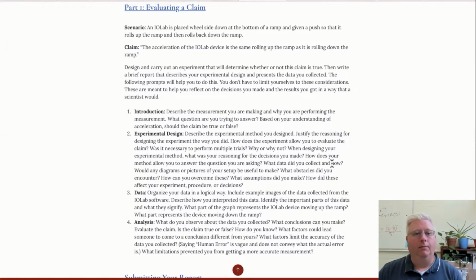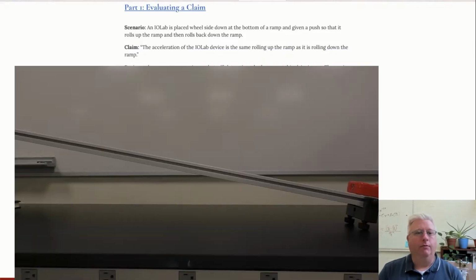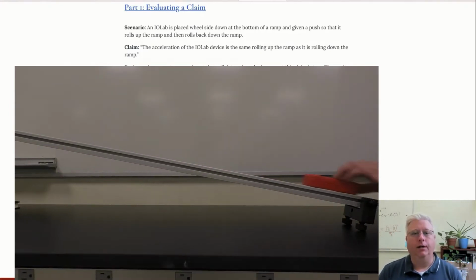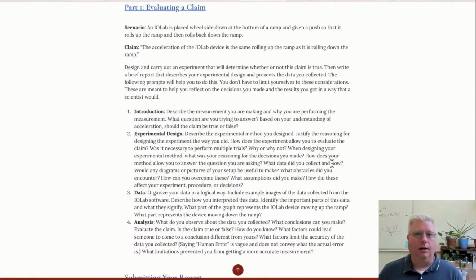Okay, so if you go down to part 1, evaluating a claim, you see the scenario there. If you place the IOLab wheel side down at the bottom of a ramp, give it a push up so that it rolls up the ramp and then let it roll back down. So we can see in the video here that I'm pushing it up the ramp and I just let it roll back down. Okay, so I use a ramp we have here in the lab, but if you want, I also tried it with a large textbook, and that was enough to actually get good data.